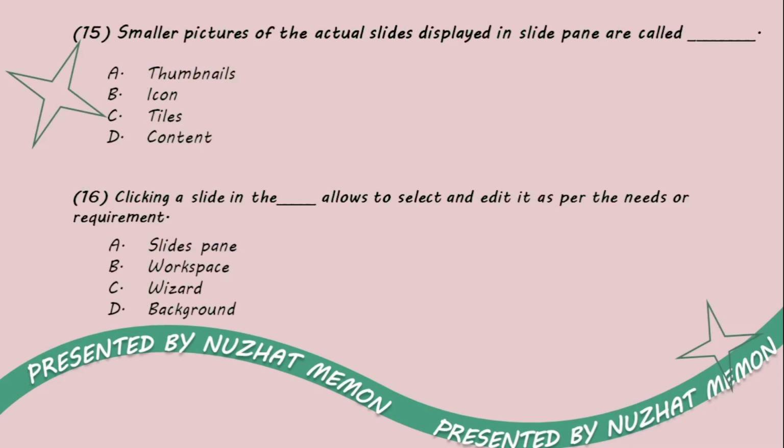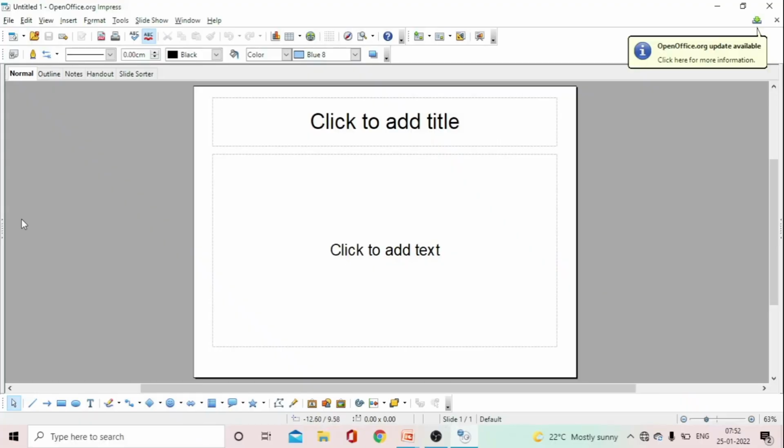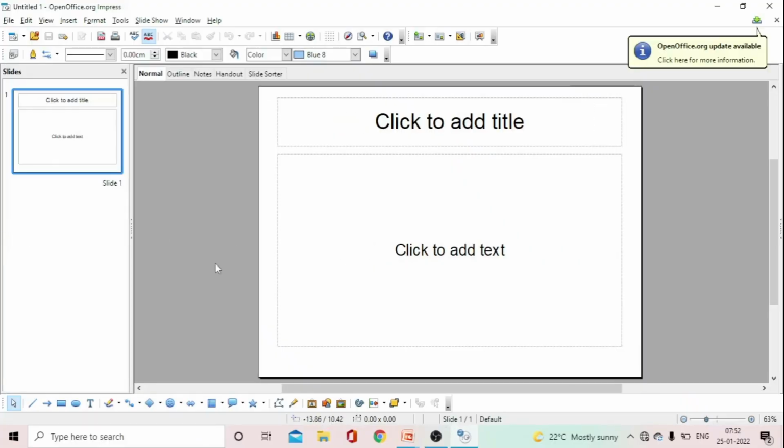Smaller pictures of the actual slides displayed in the slide pane are called dash. So the smaller pictures which are displayed in the slide pane are called thumbnails. Let's see them also. So here I have hidden it now. Yeah. So this, the smaller picture of the slides, this is known as thumbnail.